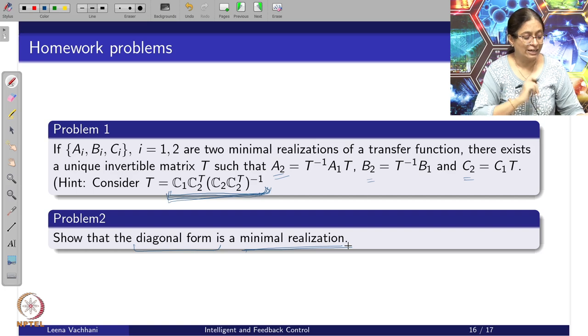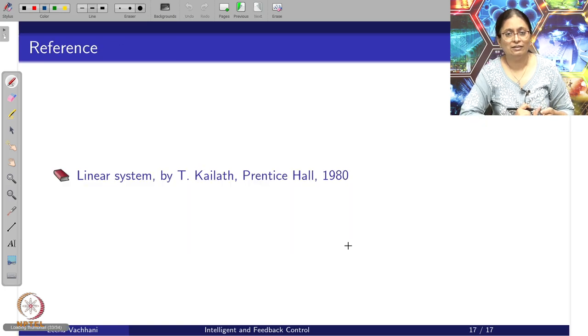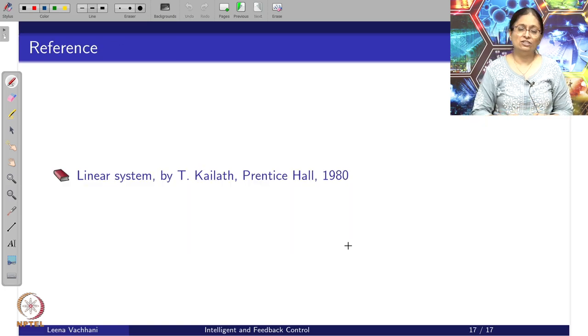That's where I end here. I'll cover the rest of the part on the irreducible transfer function, connecting with the minimal realization, for further reduction of the system in the form of the transfer function in my next video.